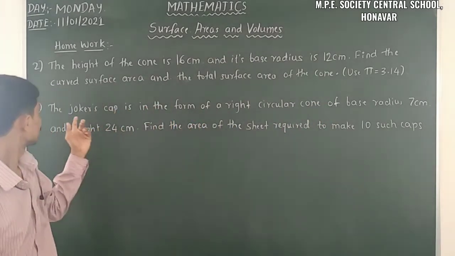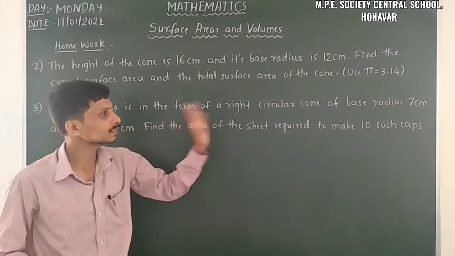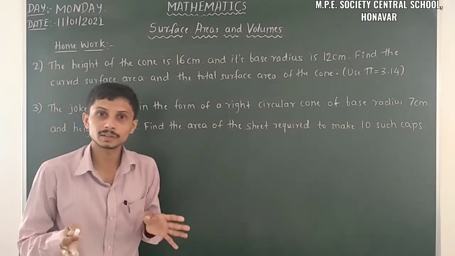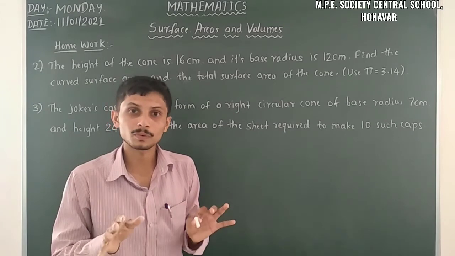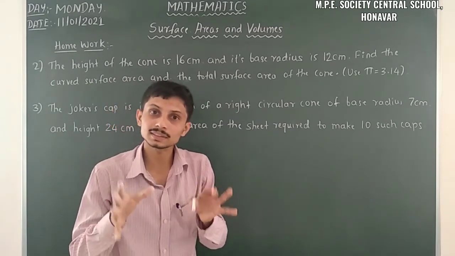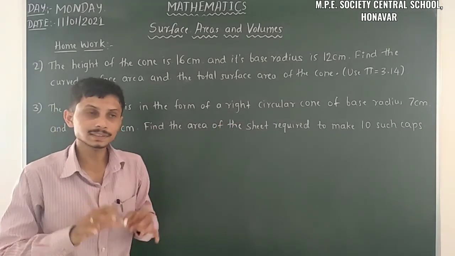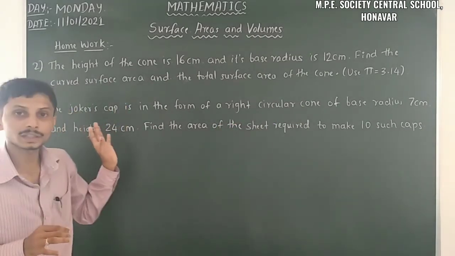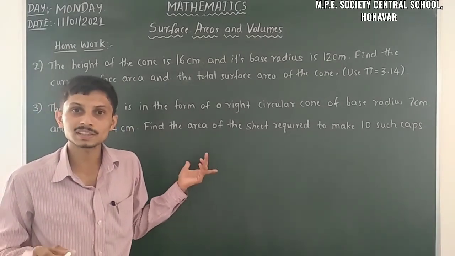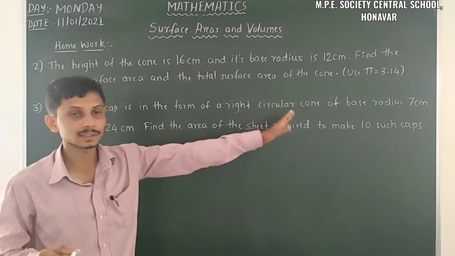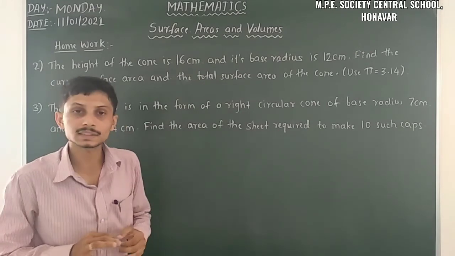Let's observe another problem. The joker's cap is in the form of a right circular cone. Already we know the birthday cap is also in the form of a joker's cap, a right circular cone. Base radius is 7 cm and the height is given as 24 cm. That means slant height is not given, so we have to find the slant height using this height and the base radius, and find the area of the sheet required to make 10 such caps.